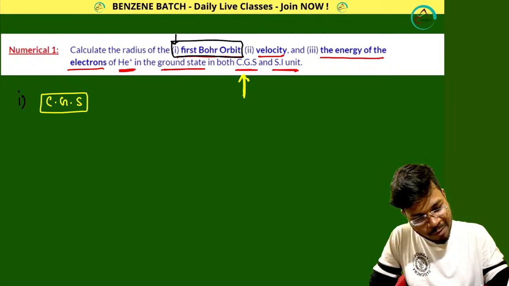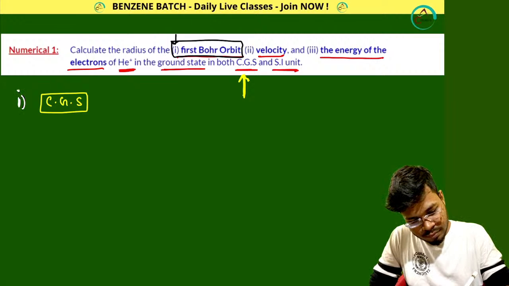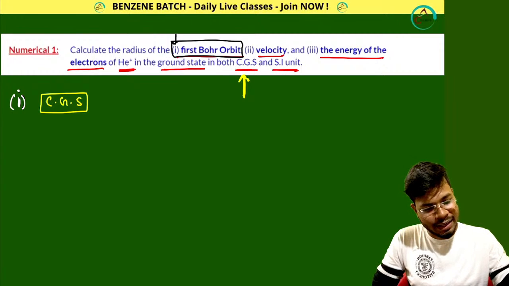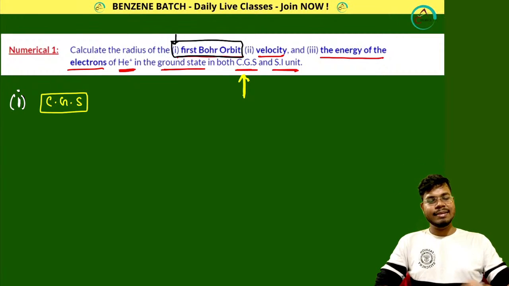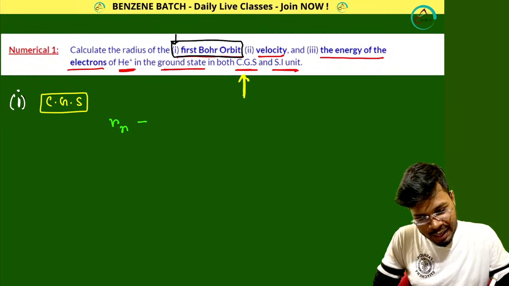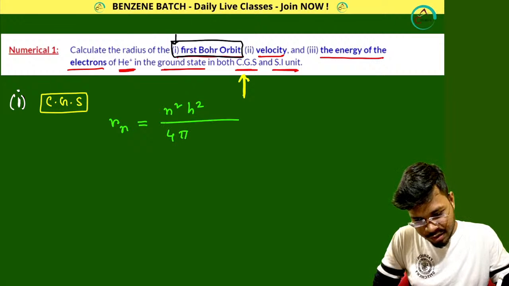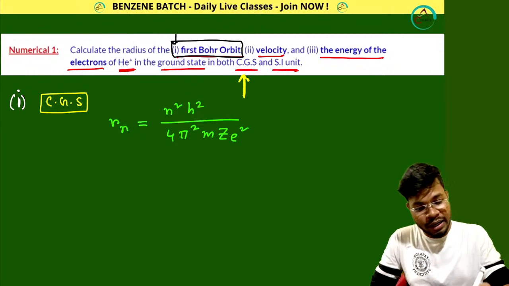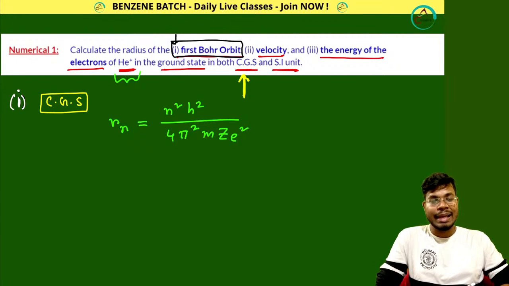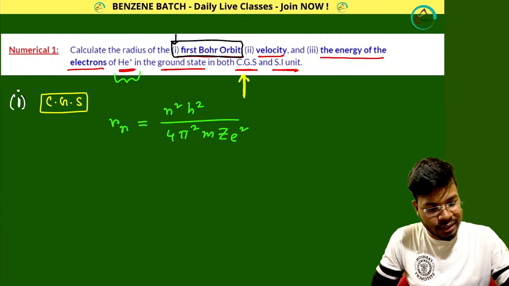Question number 1 in CGS unit. Do you know what is the formula of radius in case of Bohr theory? In CGS unit, the formula is actually this: Rn equals n square h square divided by 4 pi square m Z square. And don't forget they asked to calculate the values for the helium plus system. So now consider the helium plus system.